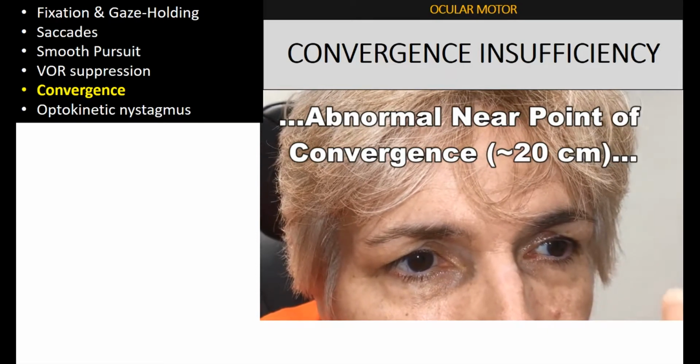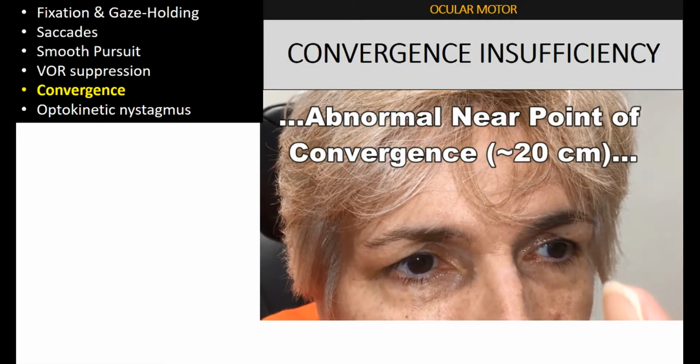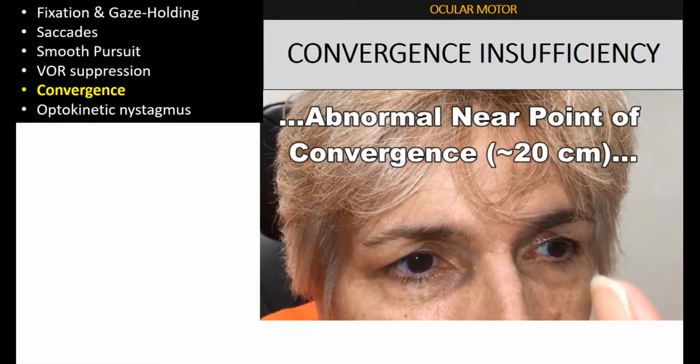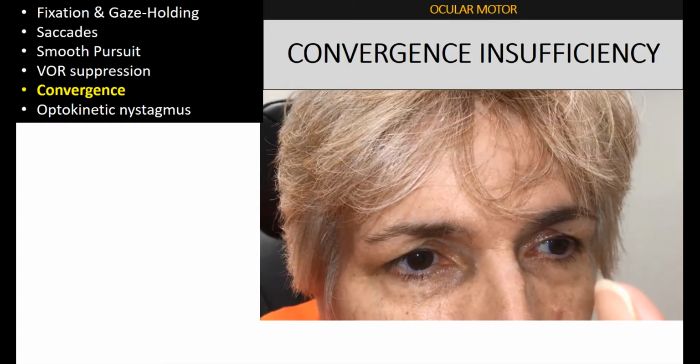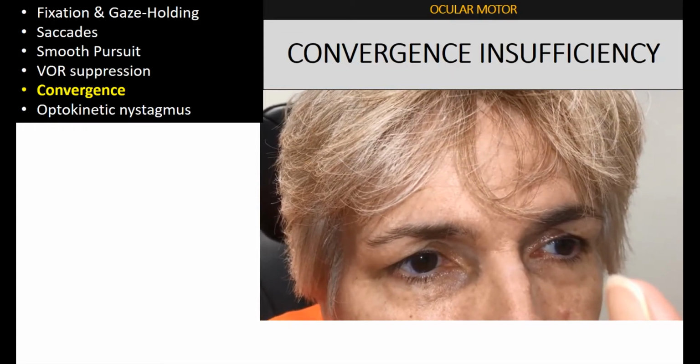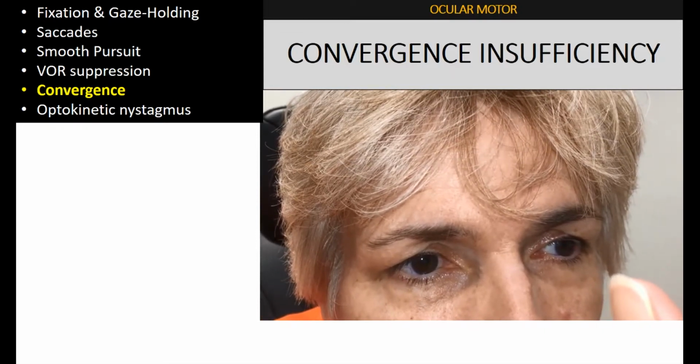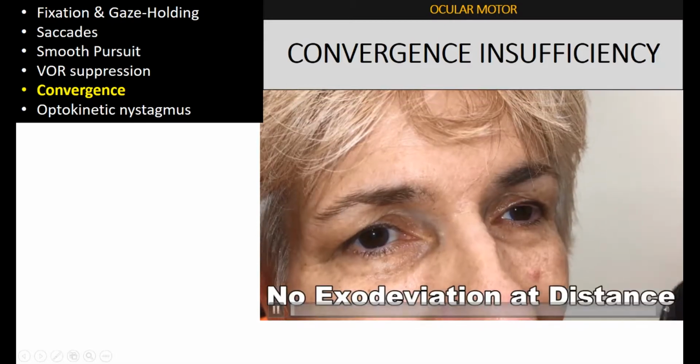So a normal near point of convergence should be less than 10 centimeters or so. In this situation, she just really couldn't converge the eyes at all. So she was seeing horizontal diplopia well over 20 centimeters away from her, which is not normal. Additionally, she has these saccadic intrusions.